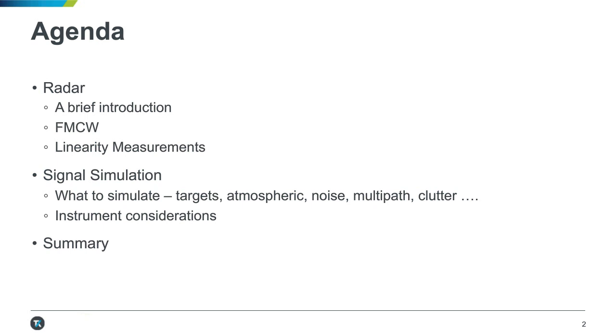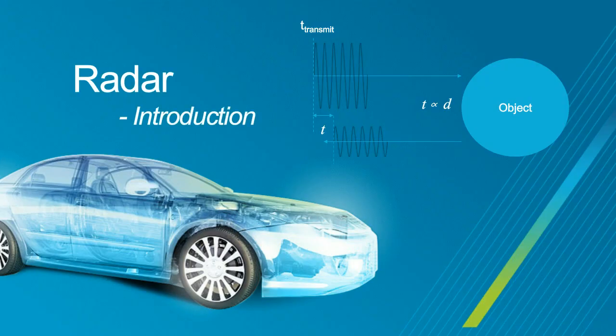So let's take a look at radar and get everybody up to the same level. So why is it a useful sensor? What kind of measurements can a radar do with respect to an automotive sensing system? What type of radars are there out there? Where do they come from? How have they evolved over time from simple pulse radars to the FMCW radars that we have today?